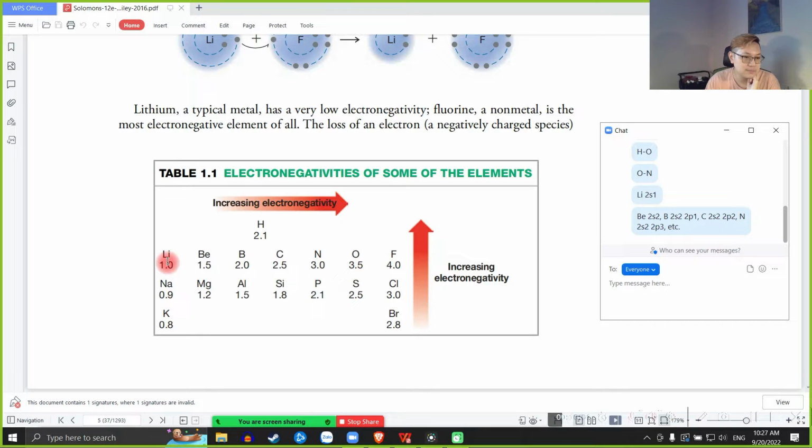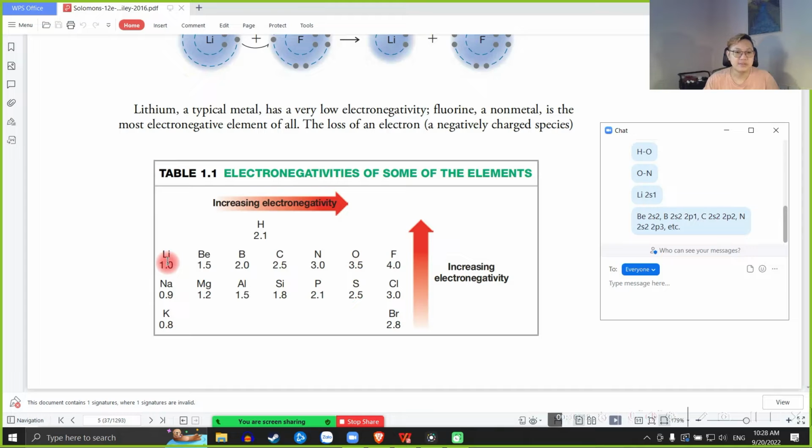So for lithium, 2s1, it needs one more electron to achieve the full 2s subshell. For beryllium, 2s2 already. For boron, now you open up the p orbital, isn't it? So basically it goes up like this and then drops down a bit and then goes up again. Yes. So the trend is going up like this, then going down a bit, then going up again. It's like that.